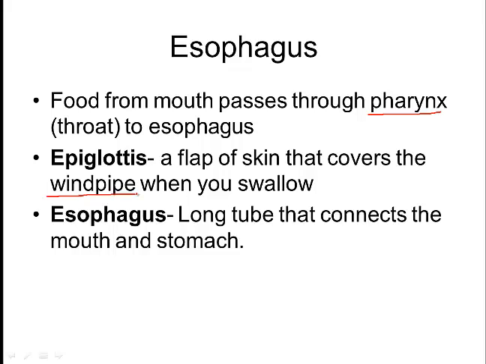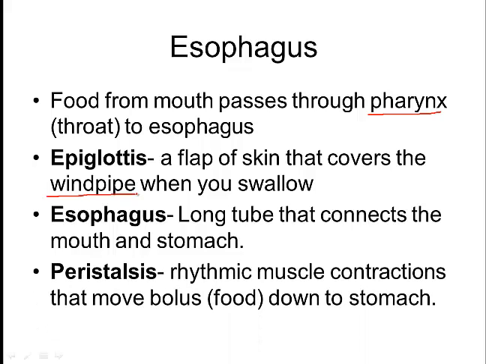Your esophagus is a very long tube that connects the mouth down to the stomach. The way that food gets moved down to the stomach is through rhythmic muscle contractions called peristalsis. These are involuntary muscle contractions. When you swallow, your esophagus automatically starts pushing that food down into the stomach, over and over again, until all of the food empties down into your stomach.